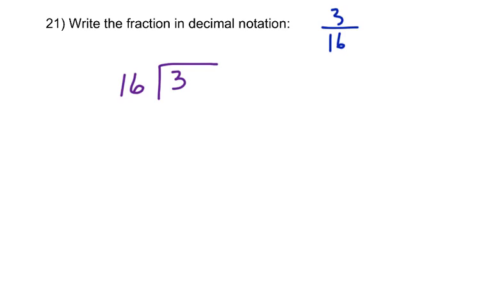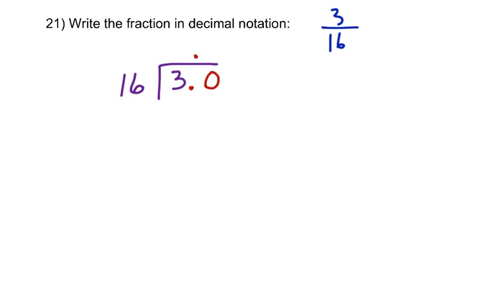Now 16 can't go into 3, but at the end of the whole number 3 is a decimal point, and I can add a 0 after the decimal point and not change its value. I can then bring up the decimal point and know that it's going to belong there in the quotient.